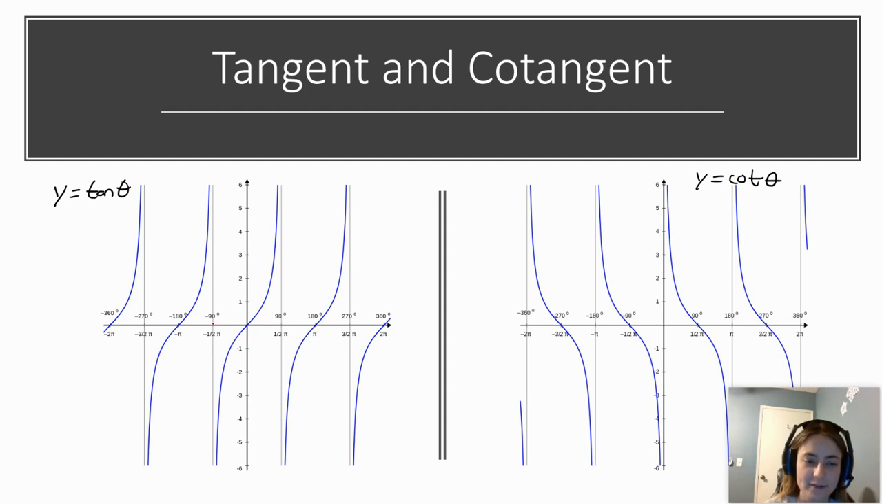So notice with tangent, the interval we like to look at is negative pi over 2 to positive pi over 2. For cotangent, the interval we like to look at is 0 to pi. So tangent and cotangent look very similar, but tangent goes up from left to right, cotangent goes down from left to right.